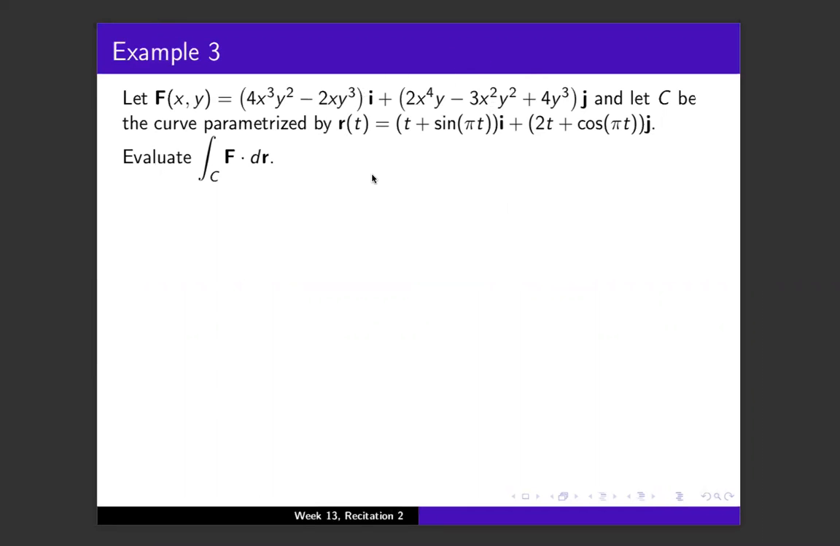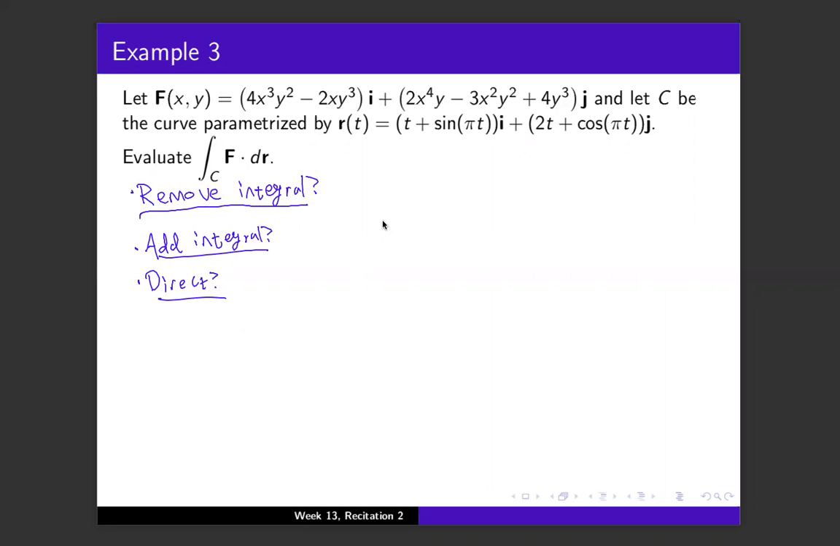Again, you want to try asking yourself, okay, what are the options? The best thing you can do is ask yourself, can you remove an integral, can you add an integral, or can you use the direct or brute force approach? To remove an integral, that means you need F to be the gradient of something.